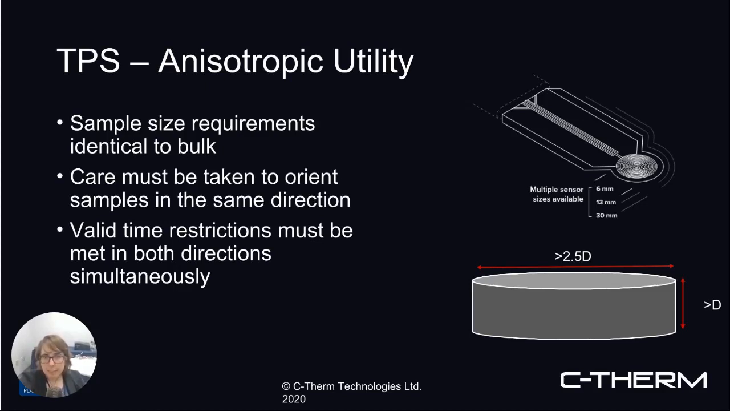What it's designed to do is look at what you can think of as radial, or in the plane of the disk, the thermal conductivity in that plane, and also the thermal conductivity through the plane, or axial to the cylinder. You can measure both of these at the same time with this utility if you have knowledge of the heat capacity and the density of the material.